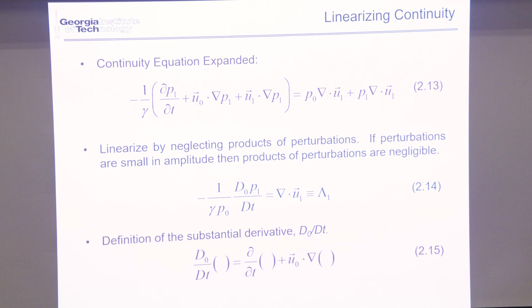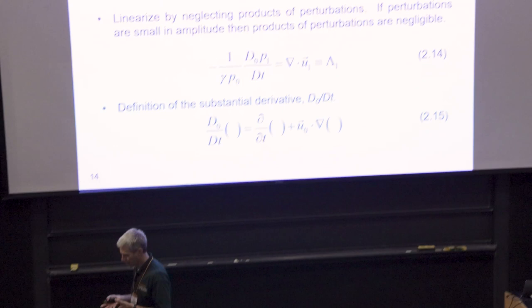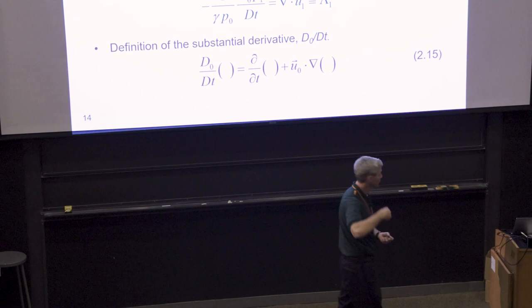When all the dust settles, the continuity equation becomes something that looks like this: negative 1 over gamma p naught times the substantial derivative of p1 equals del dot u1. By the way, I've defined D naught here as the substantial derivative in a reference frame moving with the base flow. Remember, the substantial derivative is the time rate of change of something in a reference frame moving with the flow. D naught means I'm in a reference frame moving with the base flow, at constant velocity, and I'm asking what the time rate of change is. If I have a pressure sensor, the time rate of change of the pressure that I'm reading is what this left-hand side is, and that's equal to the fluctuating divergence.